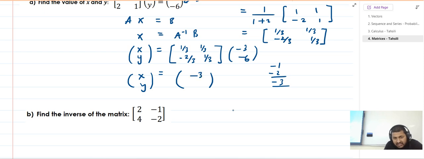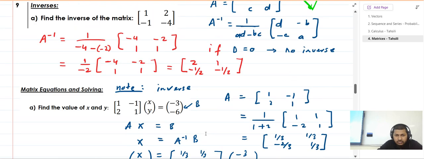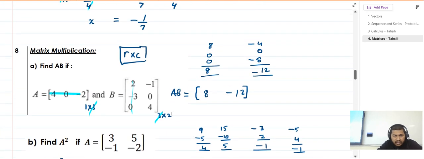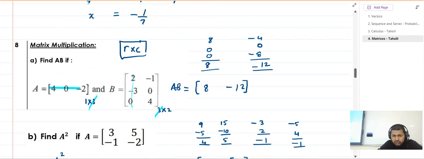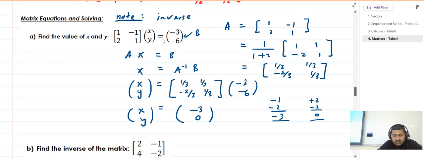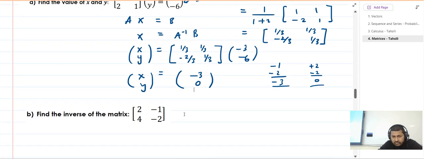Next one, -2/3 times -3 is -6/3, that's -2. And 1/3 times -6 is -2, so that's +2 and -2, which is 0. So can you see? x equals -3, y equals 0. And that's the same answer we had before. So I just showed you where inverses are applied in the real world in solving equations.